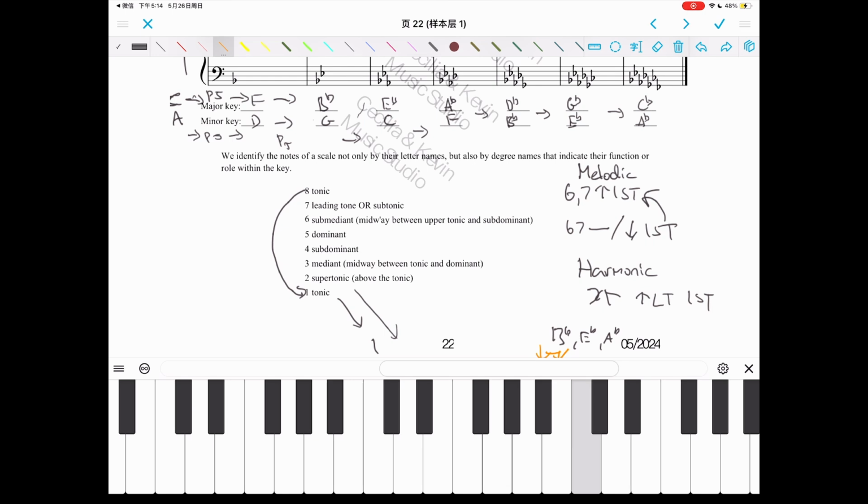And when we go down, we keep it as the raised note. So those are our harmonic scales. We'll keep that in mind as we move on.